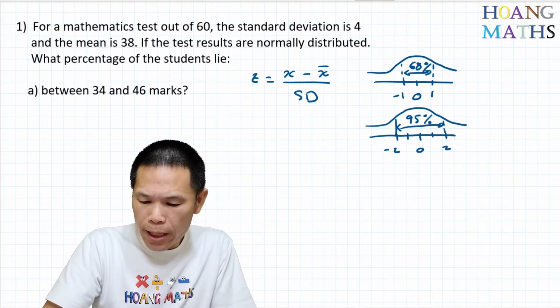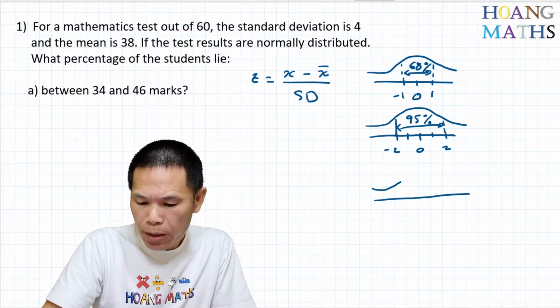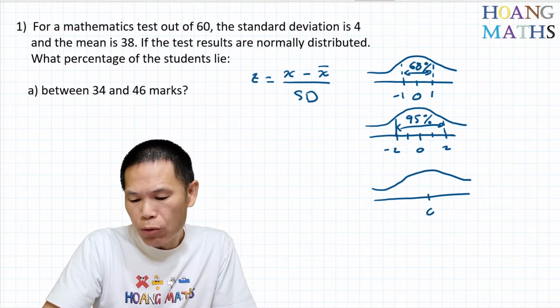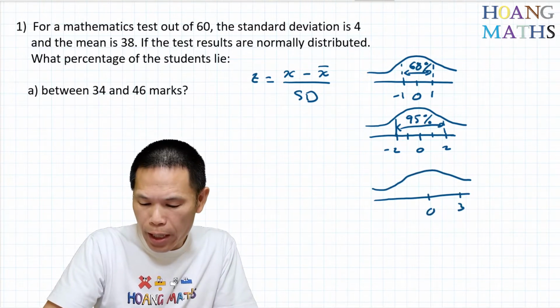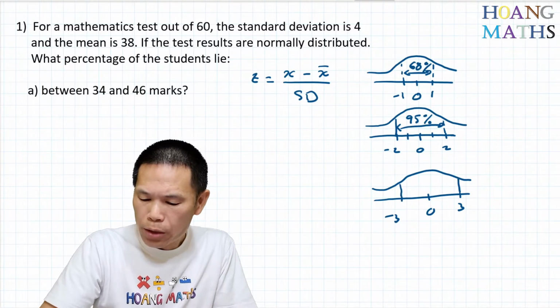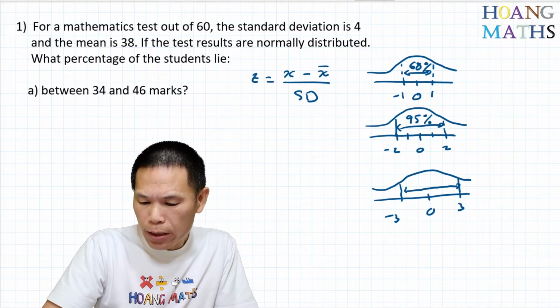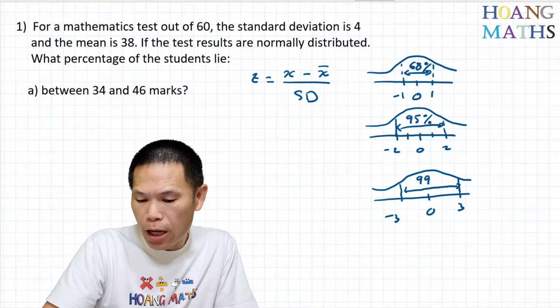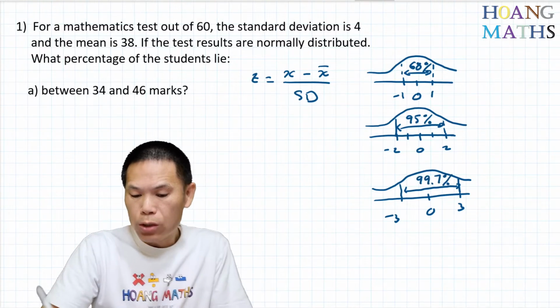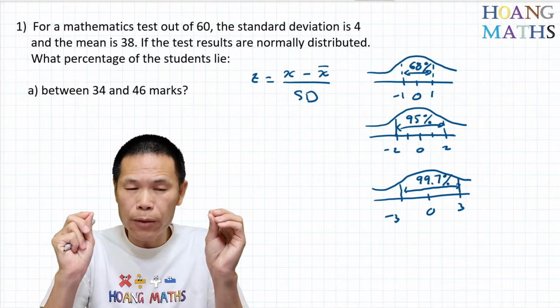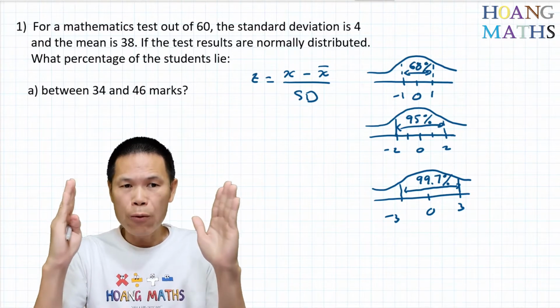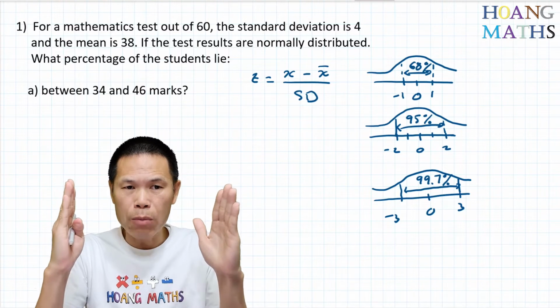However, if z is between, let me just draw this first, 0, between 3 and -3, this means that within 3 standard deviations from the mean, the percentage is 99.7. So this means that 99.7% of the students lie within this range. Okay, so keep that in mind for me.